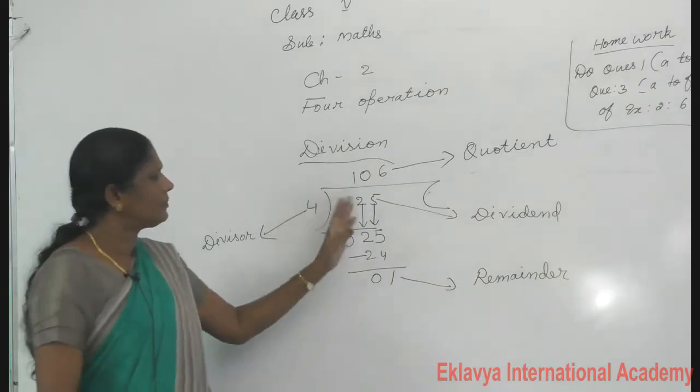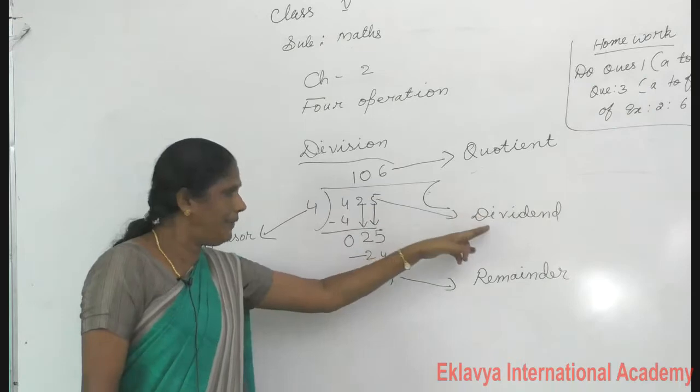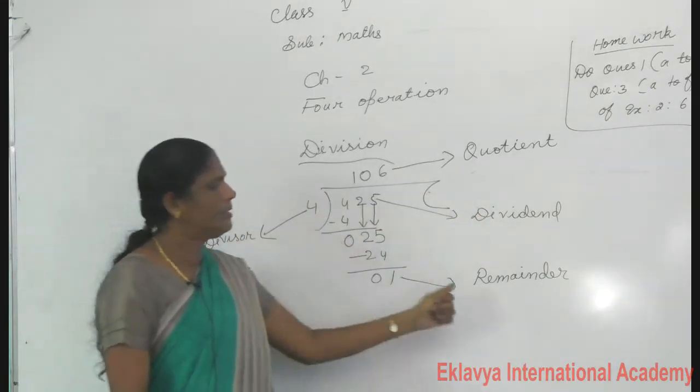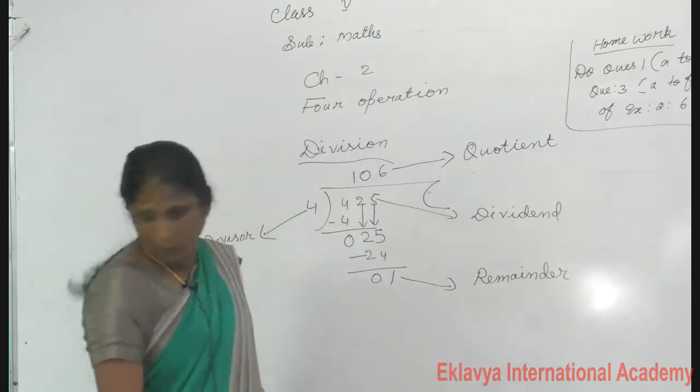The result is called the quotient. This number is called the dividend. This number is called the divisor. This number is called the remainder. Now we get a formula.